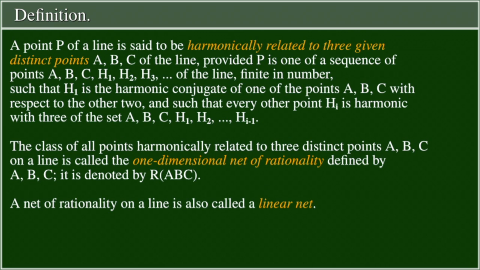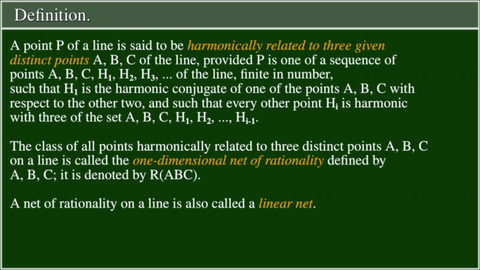Definition: a point P of a line is said to be harmonically related to three given distinct points, A, B, C, of the line, provided P is one of a sequence of points, A, B, C, H1, H2, H3, of the line, finite in number, such that H sub 1 is the harmonic conjugate of one of the points A, B, C with respect to the other two, and such that every other point H sub i is harmonic with three of the set A, B, C, H1, H2, ..., H sub i minus 1.